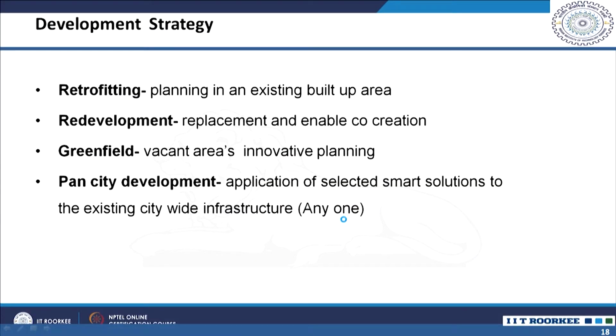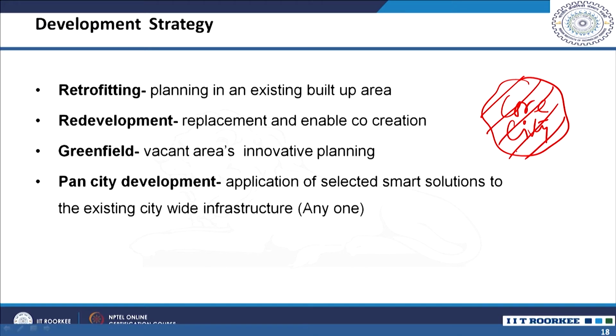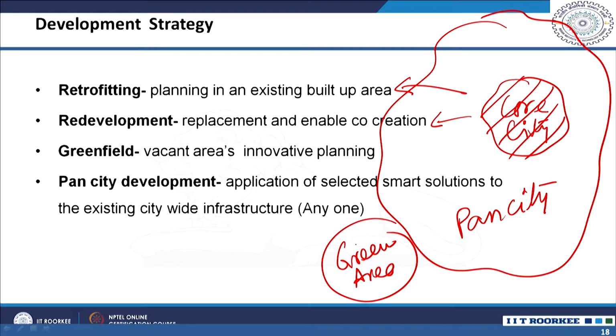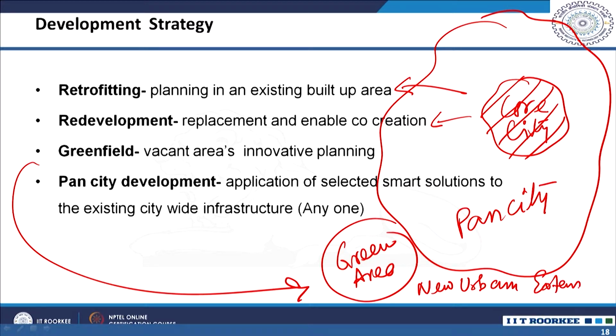So, in a city there is a core city area. Basically, the core city is an already developed city which has the dense urban area which uses the retrofitting and redevelopment, and beyond the core city you can understand that there is other area which they are identifying as the pan city, where some amount of application in terms of infrastructure and other applications can be there, and beyond that there could be green area. So, green area is basically new urban extension. So, core city, pan city and the new urban extension and green area, these three physical areas make up the whole coverage of the smart city as a development strategy.